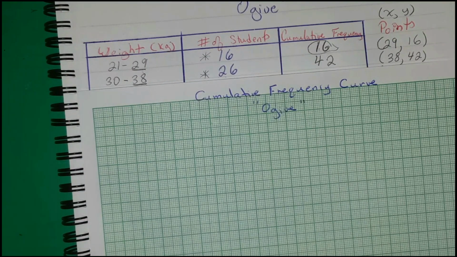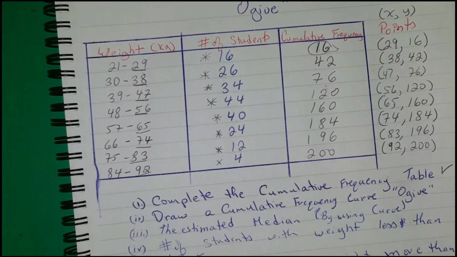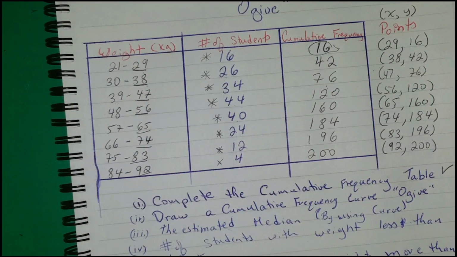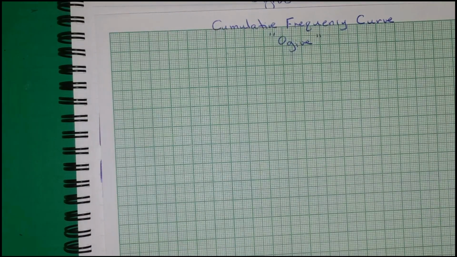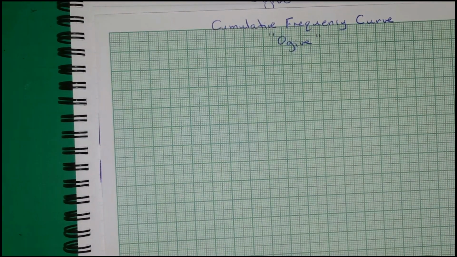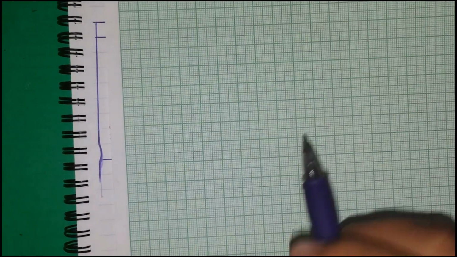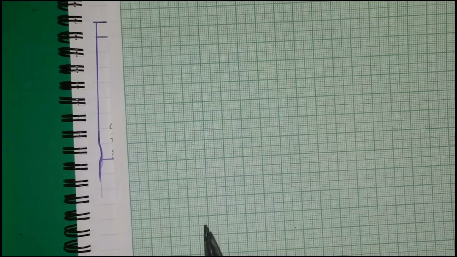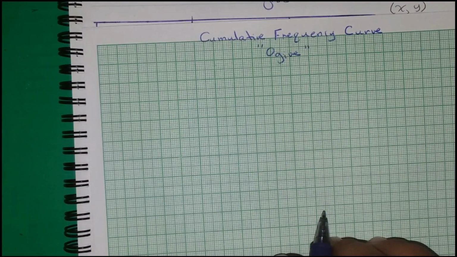We want to continue with the cumulative frequency curve, or Ogive, right? And this is what we have from the previous video that you have watched. Now what we want to do is continue with the cumulative frequency curve, or let's see how we are going to put it here. You will need a graph sheet, by the way. Notice that this is what I'm using, right?